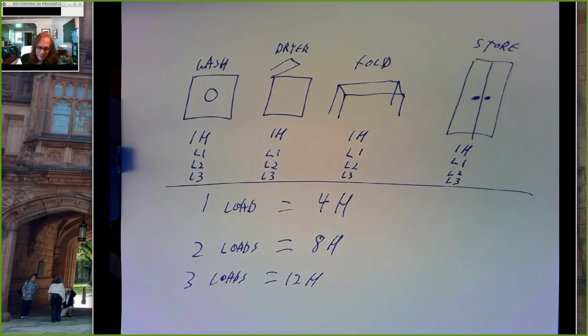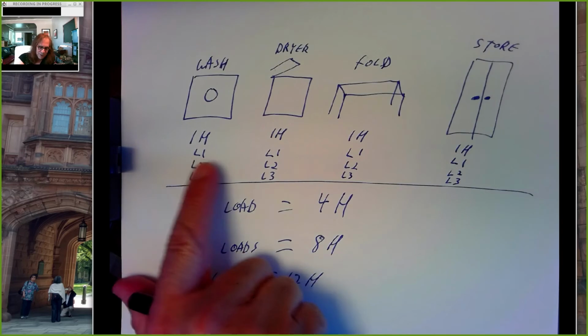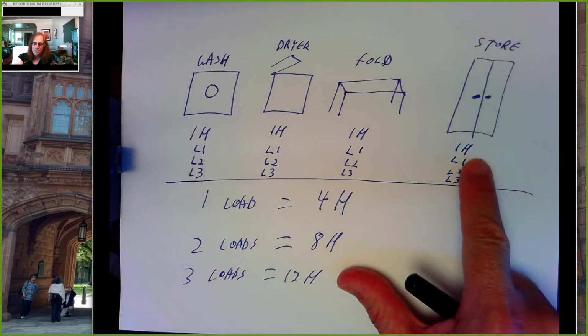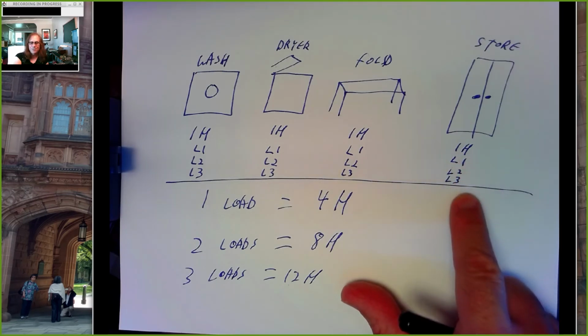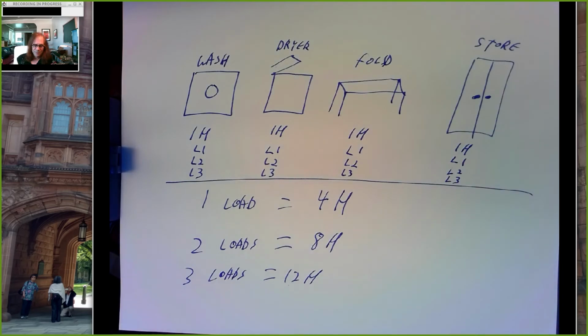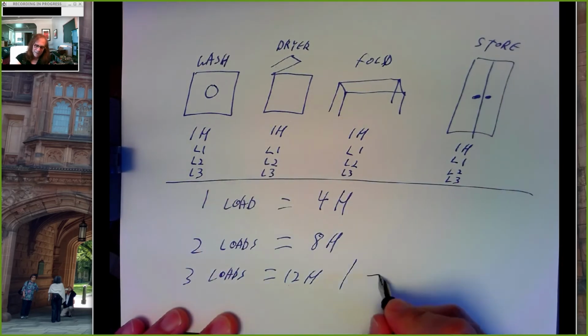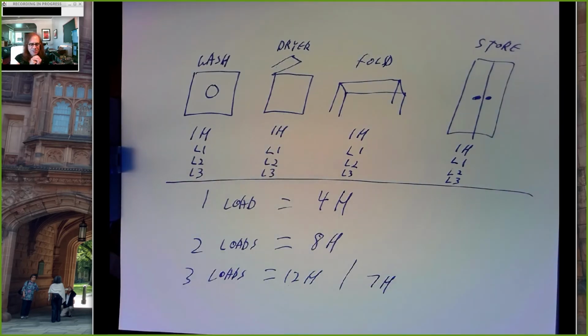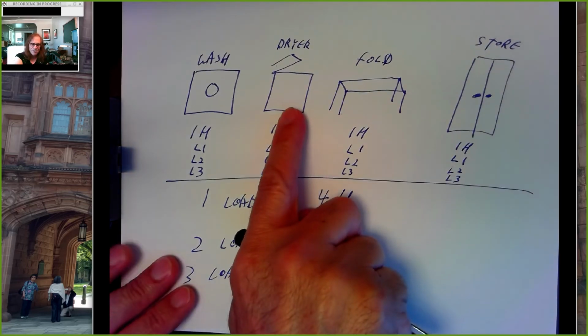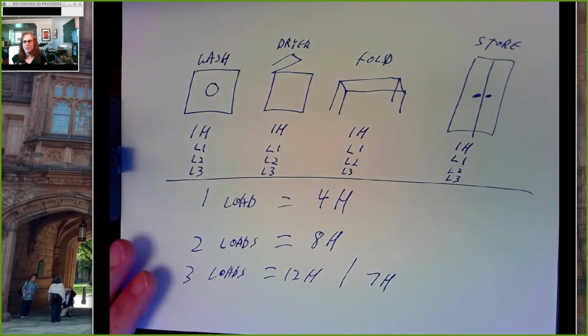And this did not take 12 hours. It took 1, 2, 3, 4 hours to finish the first load, but after that, it only took an hour to finish the second load, and after that, it only took an hour to finish the third load. So if we have this kind of pipeline, it only took 7 hours. All right, so this is pipelining, and it's a way to exploit parallelism. The fact that the washer and the dryer are independent resources, and so we can be doing something with the dryer while we're using the washer for a different load or a different instruction.